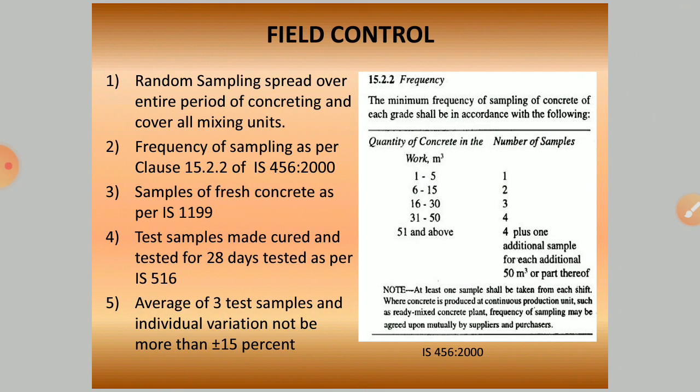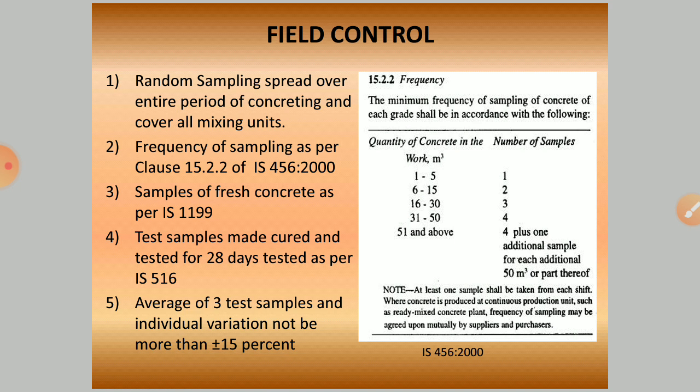Next is field control. Now in field control there is a term, sampling. Sampling means, suppose you are constructing a slab. Now you have to check whether the concrete that you are going to use, suppose M20 grade, has sufficient strength or not. So what do you take? You take one sample.